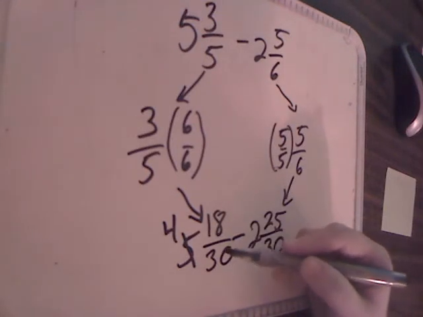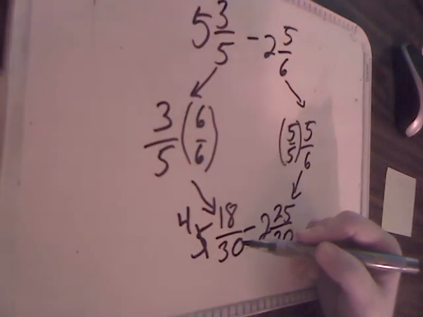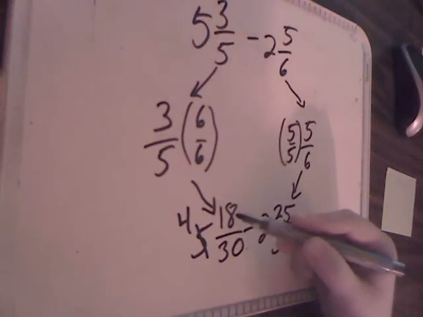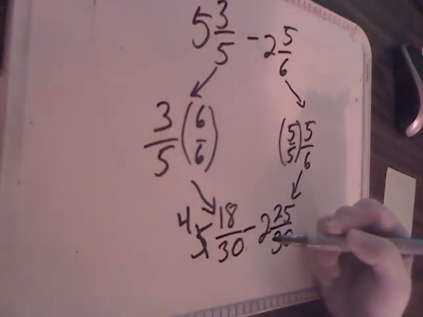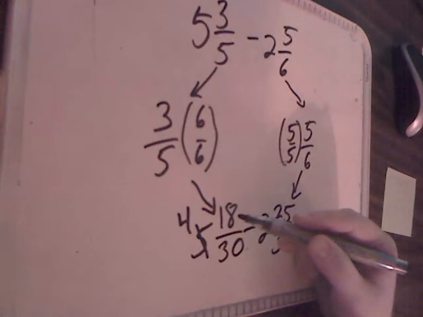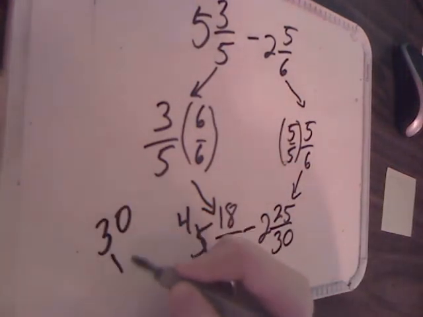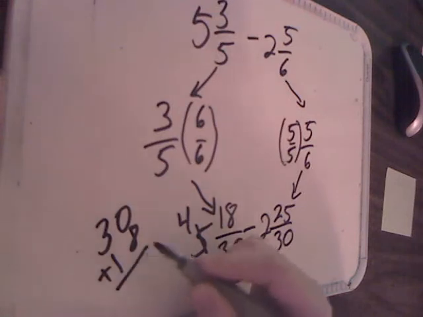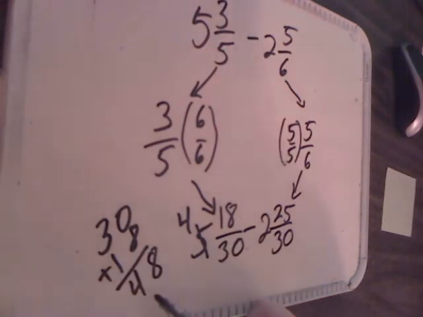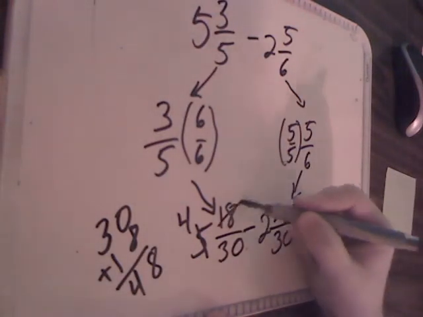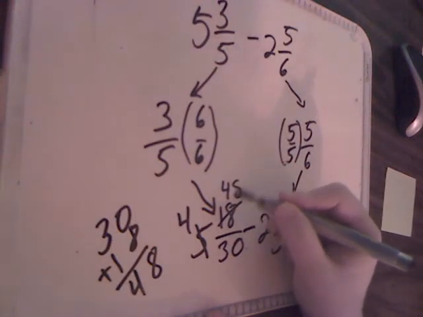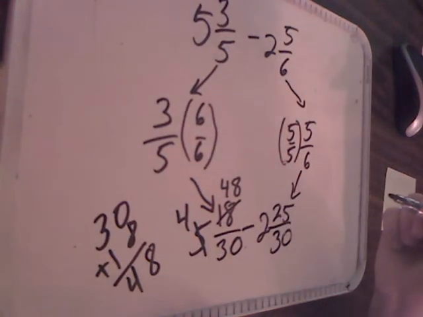What is 1 in this case? What does 1 mean according to this fraction? Well, according to this fraction, it takes 30 pieces to make a whole. So you're going to add 30 more to this numerator. Whatever's in the denominator, you're going to add that to the numerator. So we're going to do 30 plus 18. It's going to be 48. So this 18 is actually going to become 48 when we borrow.